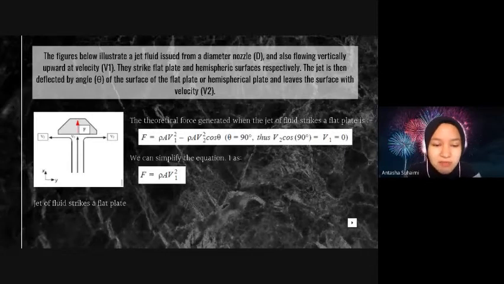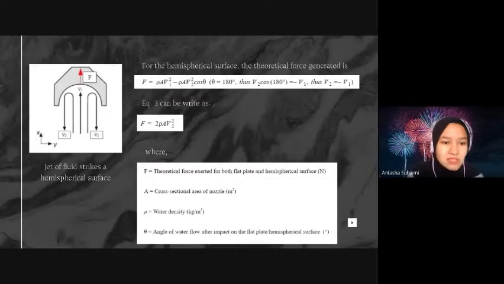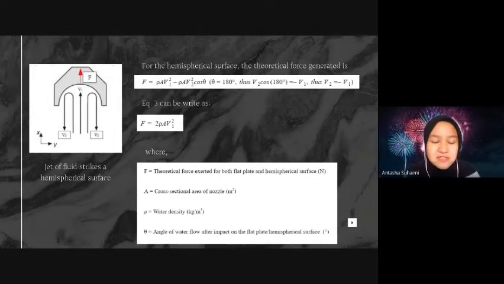So we can simplify the equation as F equals PAV squared. Okay, next. This is the illustration for when a jet of fluid strikes a hemispherical surface. For the hemispherical surface, that is the equation, and it can be simplified as F equals 2 PAV squared, where F equals the theoretical force exerted for both flat plate and hemispherical surface. A equals the cross-sectional area of the nozzle.